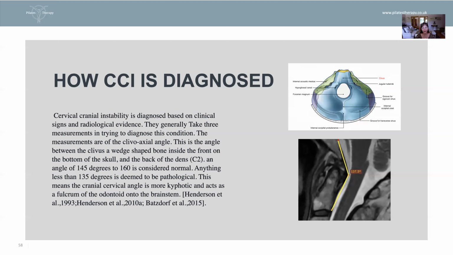So an angle, when you measure, and you can see the bottom image, how they measure the angle of 145 degrees to 160 is considered normal. Anything less than that, so 135 degrees, is deemed to be pathological. And this means that the cranial cervical angle is more kyphotic, so more forward into flexion, and acts as a fulcrum over that peg. And that's where we get the compression of that peg coming up into the brainstem.